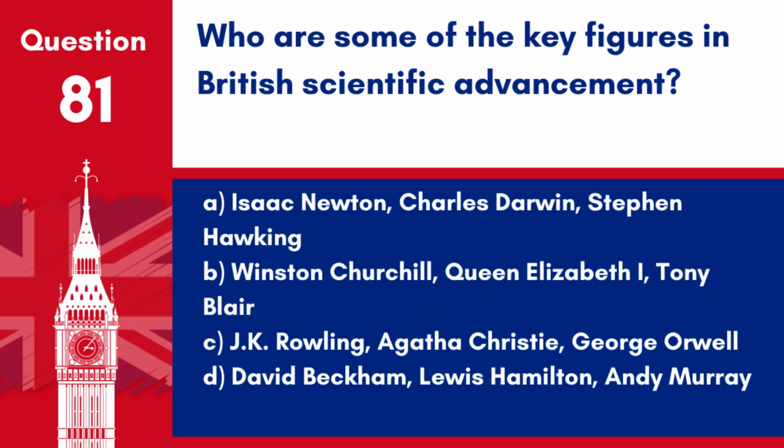Question 81. Who are some of the key figures in British scientific advancement? A. Isaac Newton, Charles Darwin, Stephen Hawking. B. Winston Churchill, Queen Elizabeth I, Tony Blair. C. J.K. Rowling, Agatha Christie, George Orwell. D. David Beckham, Lewis Hamilton, Andy Murray.